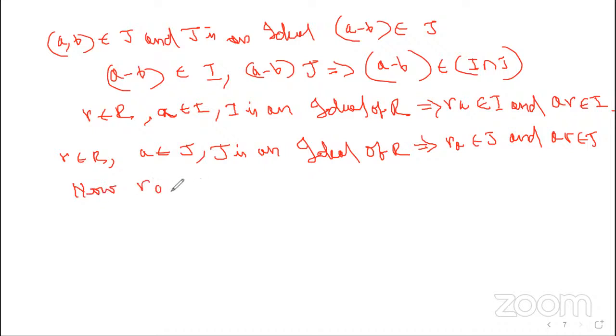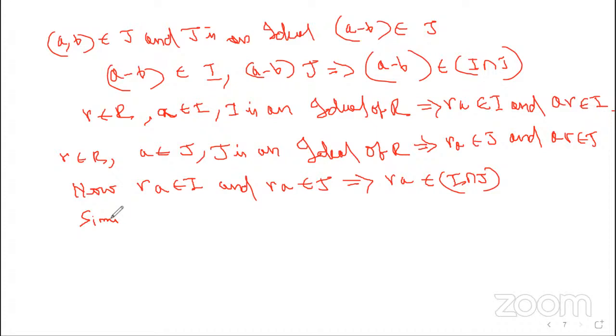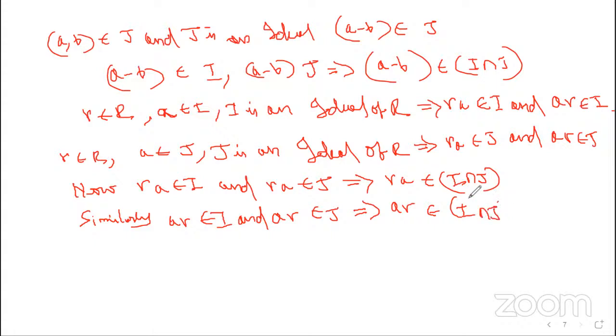So now RA belongs to I and RA belongs to J. That implies RA belongs to I intersection J. Similarly, we can write AR belongs to I and AR belongs to J. That implies AR belongs to I intersection J.